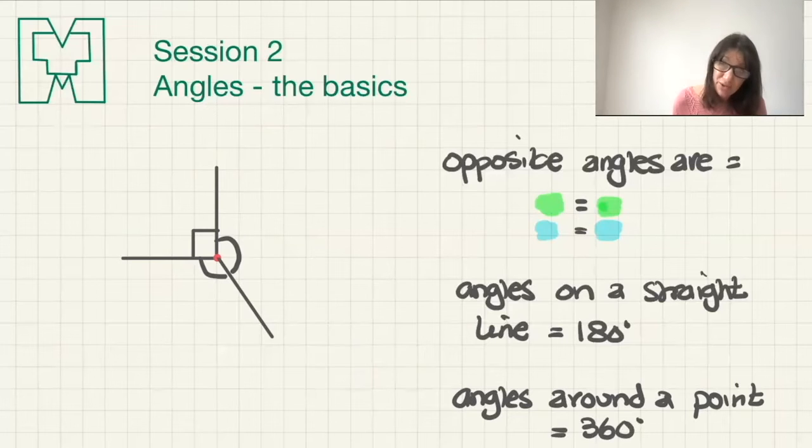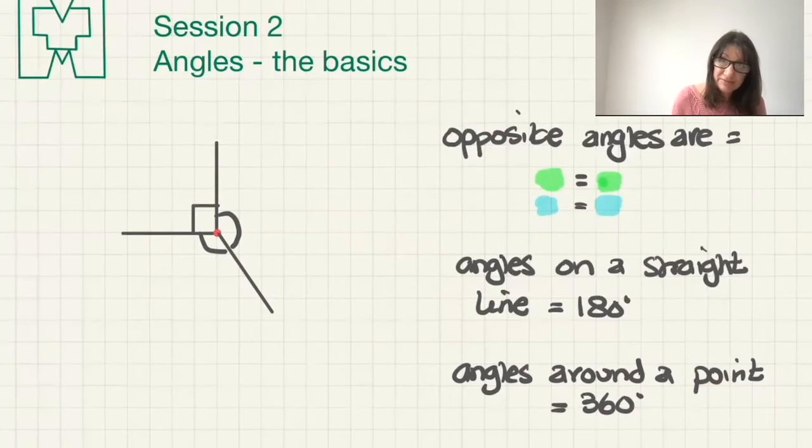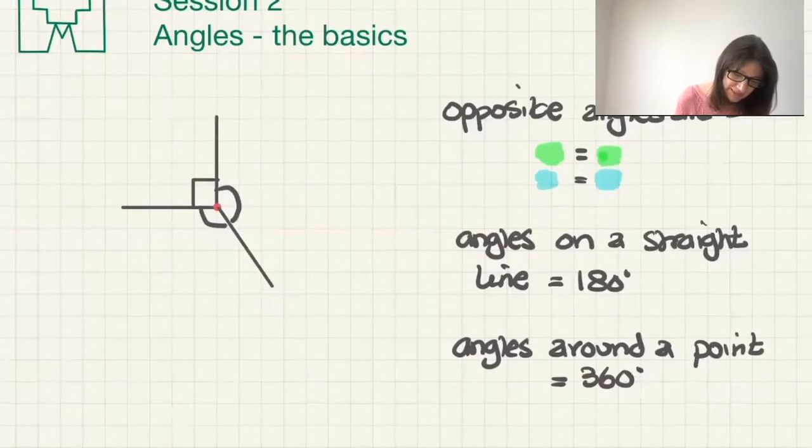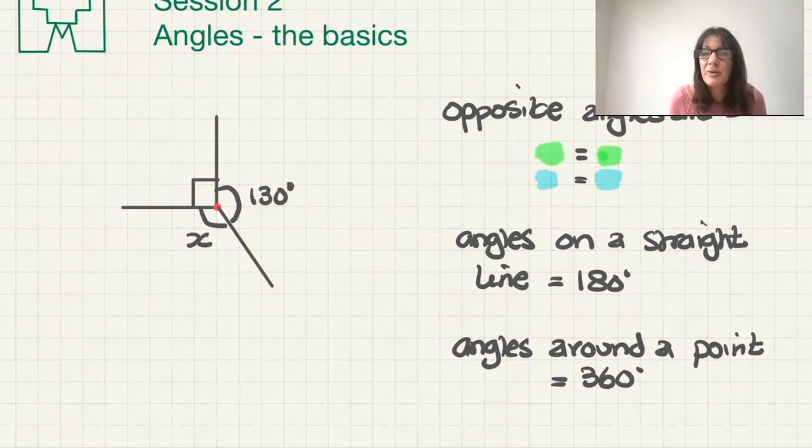So let's do an actual question. Let's do an actual question. I'm going to say that that is 130 degrees. I'm going to call that one X. That's the angle I don't know. I need to work that out. And I do have enough information there, okay?